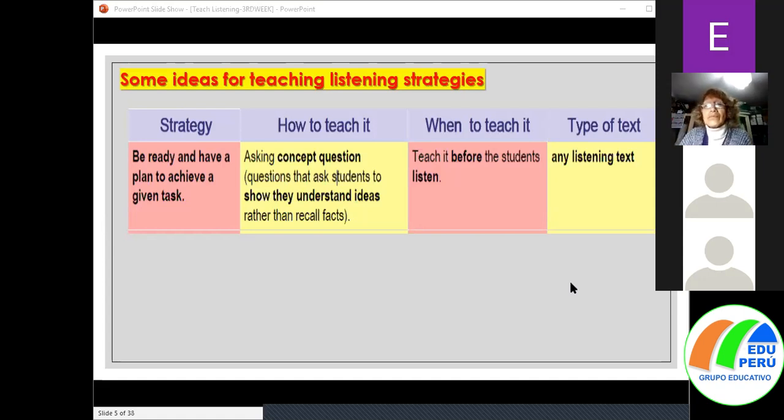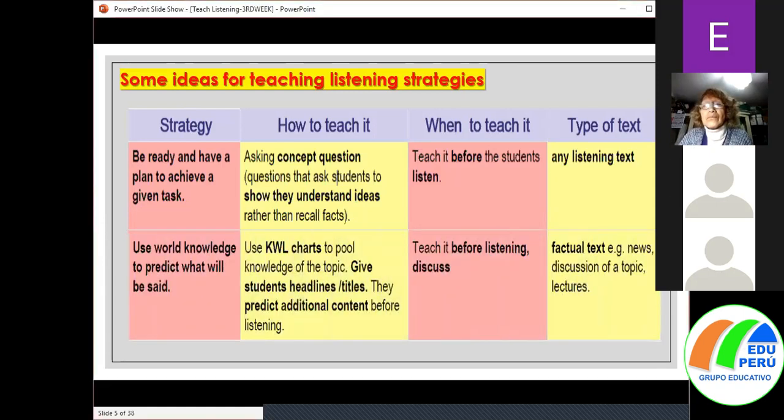Now, the other strategy: use word knowledge to predict what will be said. How can we teach this strategy? Use KWL charts. We talked about these charts in the previous module in the reading lesson. Can you remember?